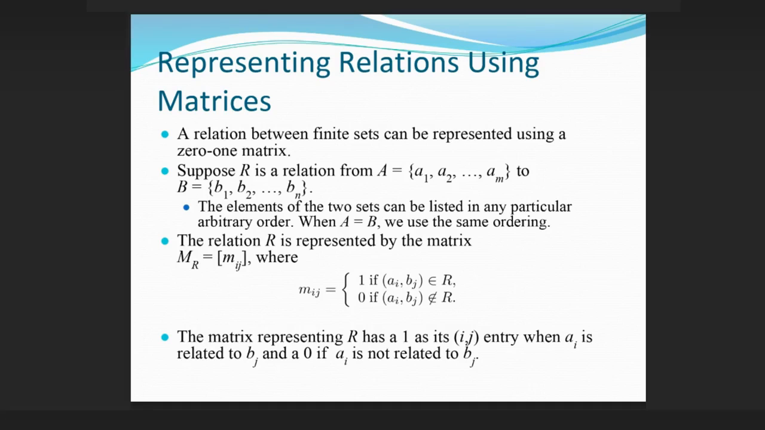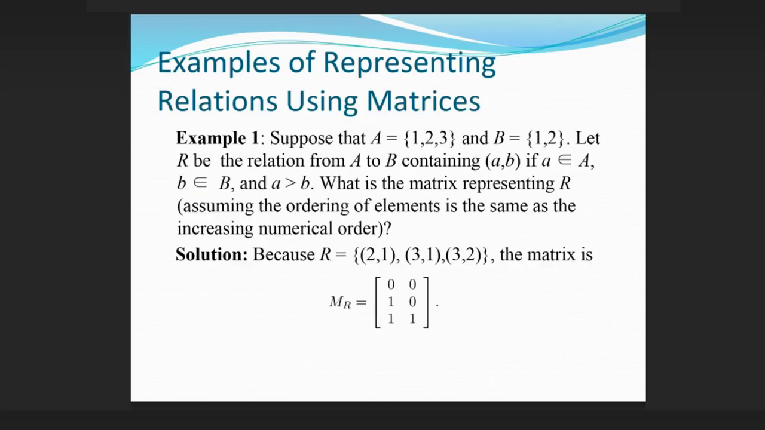The relation R is represented by the matrix M_R equals [m_ij], where the matrix representing R has a 1 as its ij entry when a_i is related to b_j, and a 0 if a_i is not related to b_j. Examples of representing relations using matrices.